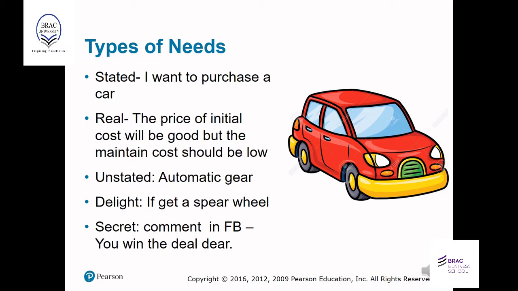There are 5 levels or 5 categories of need. The first one is your stated need, what you are stating. Let's consider the need for a car. I am stating that I want to purchase a car. So what is my need? I want to purchase a car. That is my stated need.